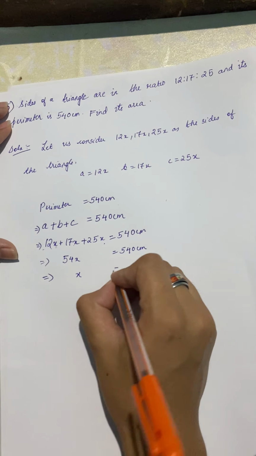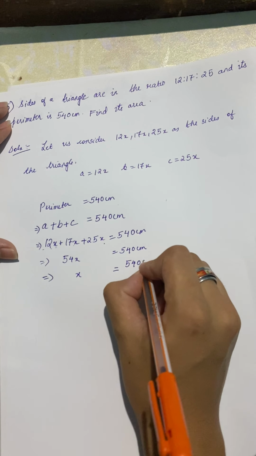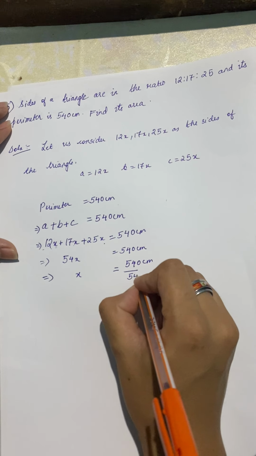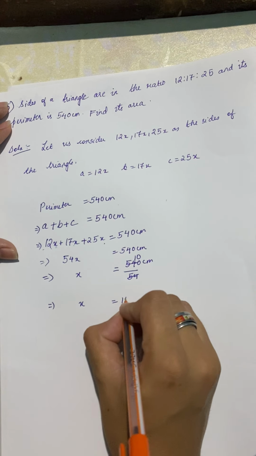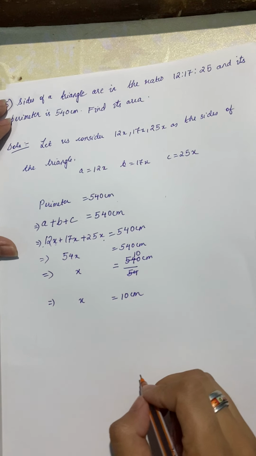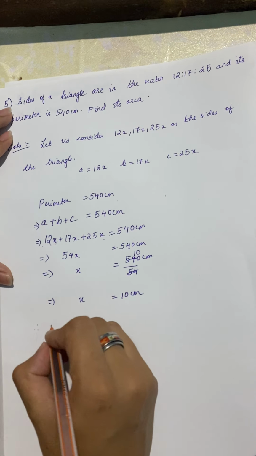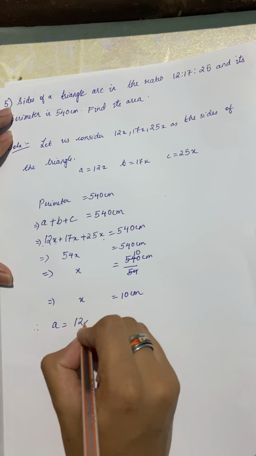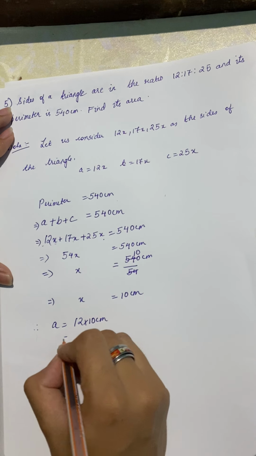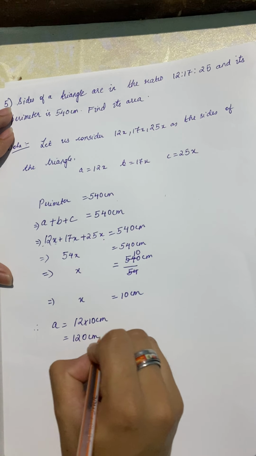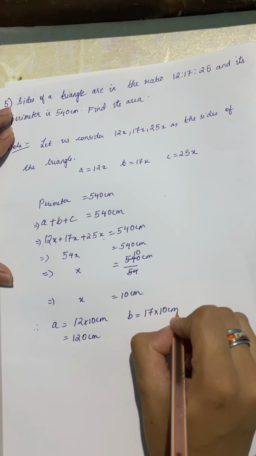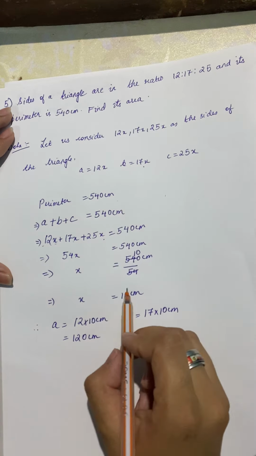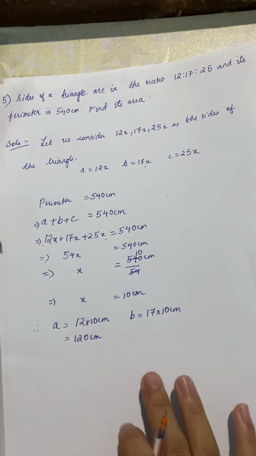Now from here you take 54 to the right hand side, so it will go to the denominator. 54 into 10 is equivalent to 540, so x will be equivalent to 10 centimeter. Therefore, your A will be 12 into 10 centimeter. That means the value of one side of the triangle is 120 centimeter. B becomes 17 into 10 centimeter. Remember 17x, so I'm substituting the value of x now because we have already found it.